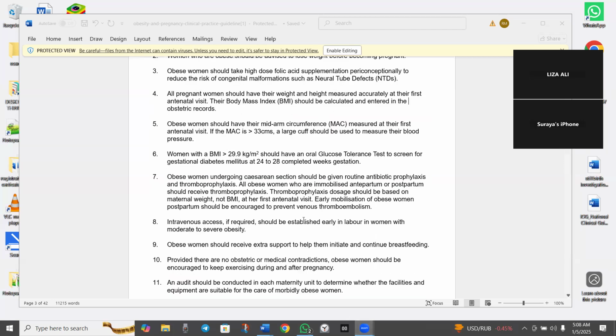And then we have to teach that these women need to have an IV cannula early in labor. We will put them in and call the anesthetics.